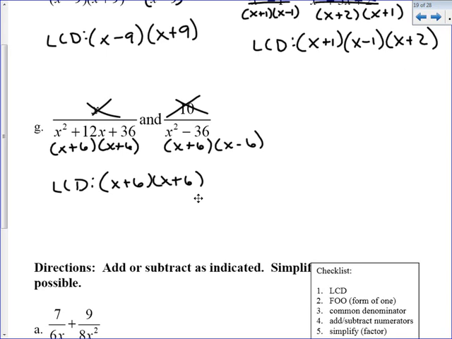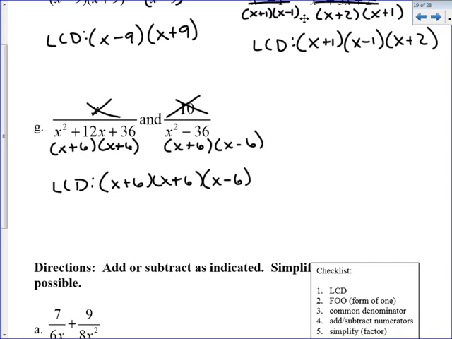And what else do I need in my LCD? The x minus 6. So if you think about it, why is that my LCD? Well, if I look at this first fraction, what factor is missing from its denominator that's in my LCD? X minus 6. So I could easily multiply by x minus 6 over x minus 6. It gets my common denominator.